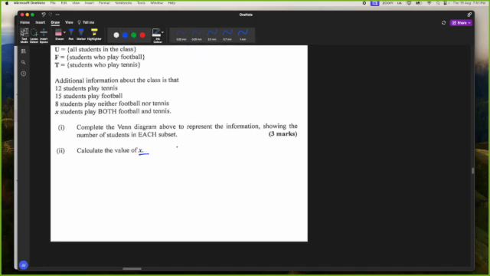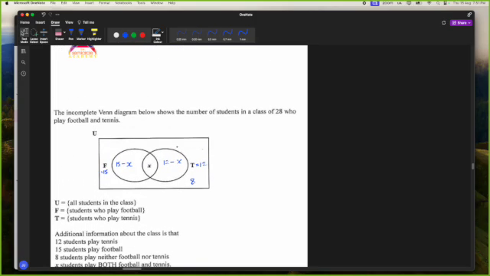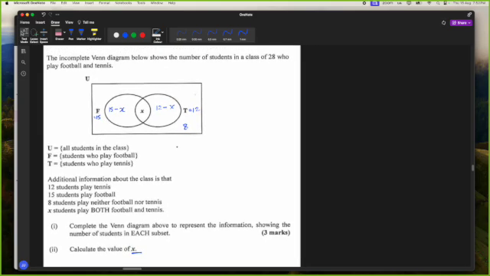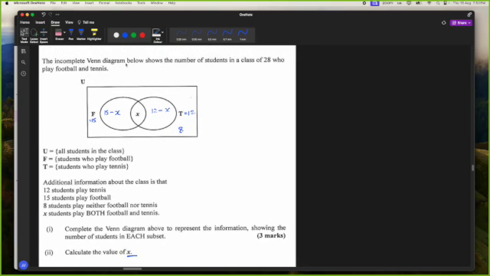Was that the whole question? Wow, that was an easy question. I guess this was just a part. This is just 3 marks. This is like a part B of a question. Right? So calculate the value of x.